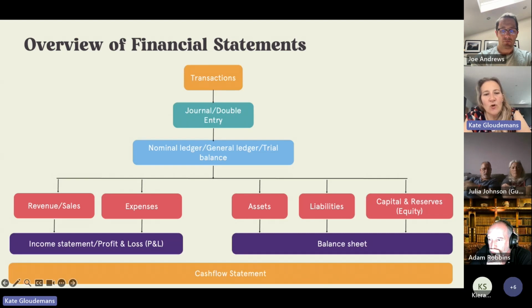Items in your ledger are then split out between things like revenue and sales. Revenue, sales and turnover are all the same thing. Then expenses, assets and liabilities, which I'll come back to in a minute. And then you've got your capital and reserves, which is also referred to as equity. Those items then get converted into your income statement or profit and loss, and balance sheet, and the two together effectively help form a cash flow statement.